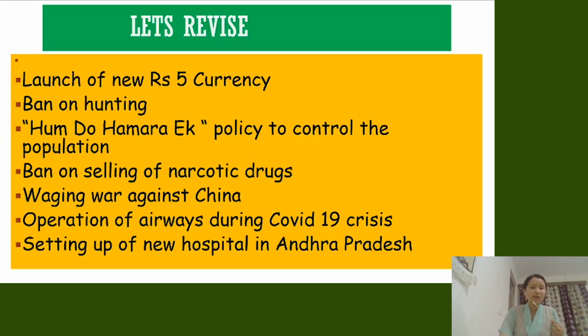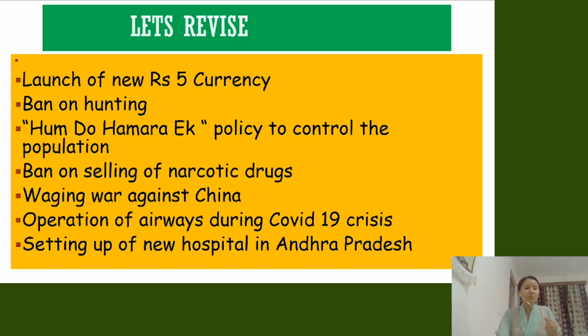Second one is ban on hunting, or stop on hunting. So we are talking about hunting here, like stopping cruelty to animals. The cruelty to animals subject comes under the concurrent list, which means the central government and state government both have the power to make decisions on this.